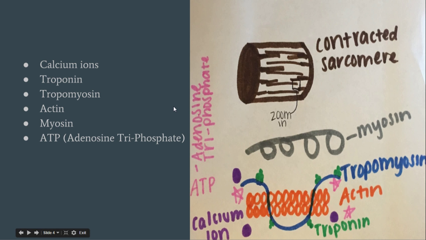Calcium ions are an electrolyte that is stored in the sarcoplasmic reticulum. Troponin prevents myosin from attaching to actin. Tropomyosin holds troponin in place until it's released by calcium ions.